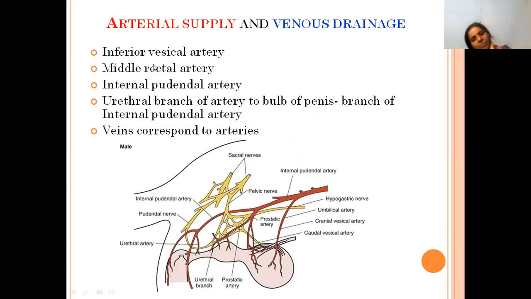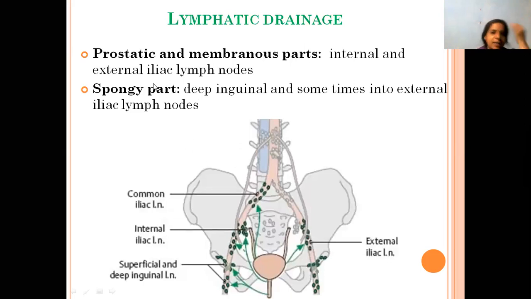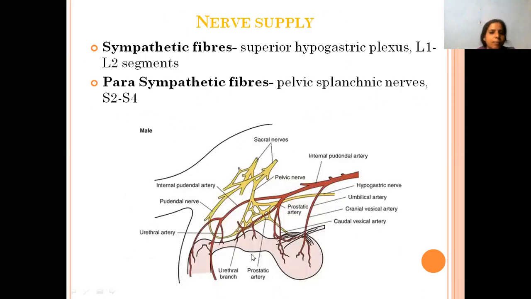So for the blood supply of this urethra, we have the inferior vesical artery, middle rectal artery, and internal pudendal artery. One or two names you remember better. Veins correspond to the arteries. Lymphatic drainage: the prostatic and membranous parts of the urethra drain into the internal and external iliac lymph nodes. Always remember what the nearby lymph nodes are. Same names you write, definitely it will be correct. The spongy part of the urethra drains into the external iliac nodes. Nerve supply: sympathetic from the hypogastric plexus, parasympathetic from the pelvic splanchnic nerves.